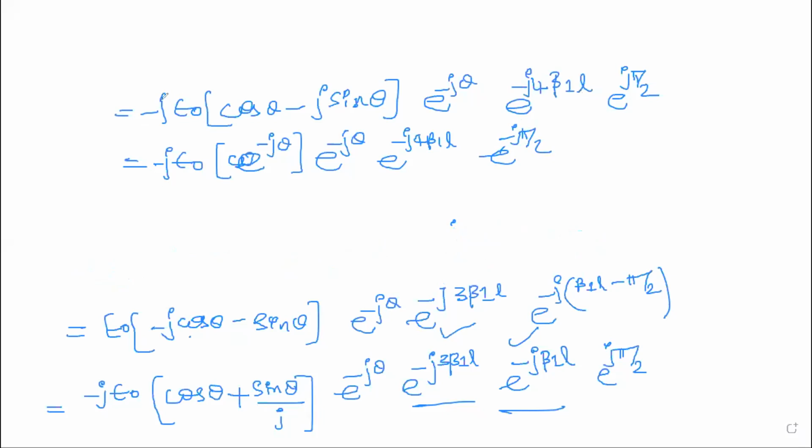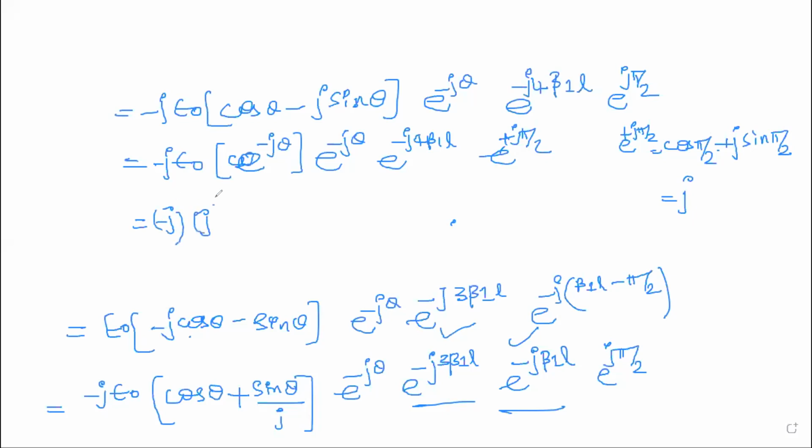What is the value of e power minus j pi by 2? Any value. It is plus j pi by 2. What is e power minus j pi by 2? This will be minus j. If it is plus, it is cos pi by 2 plus j sin pi by 2, so this value will be plus j. So you have here minus j.